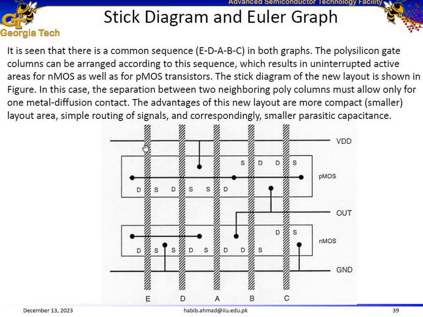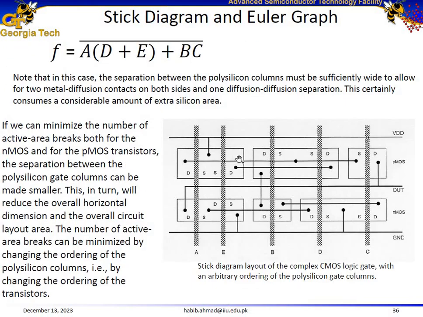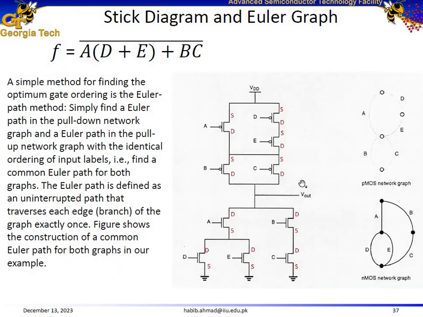So now we found a stick diagram which has a connected diffusion strip for the PMOS transistors for the pull-up network, and it also has a connected diffusion strip for the pull-down network as well, which is the right choice of stick diagram as compared to the previous one, which is not good because it has an interrupted diffusion strip. It's going to occupy more area and it's going to require more fabrication steps.